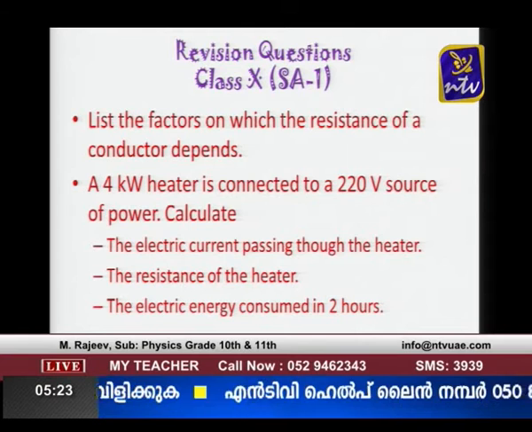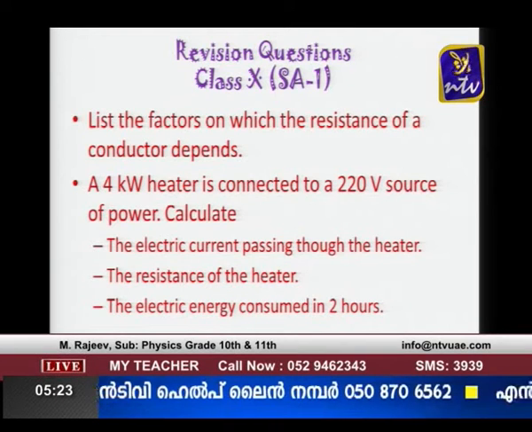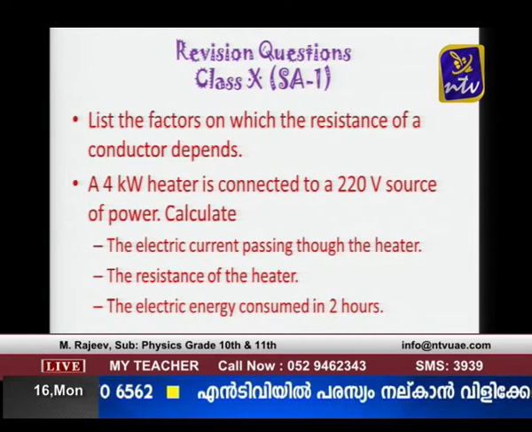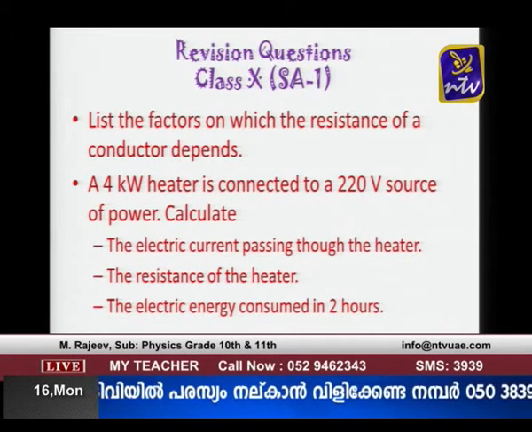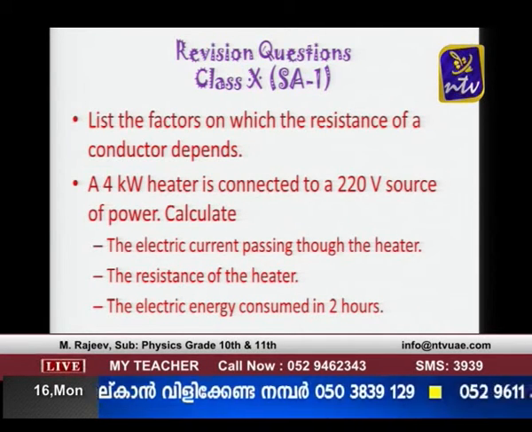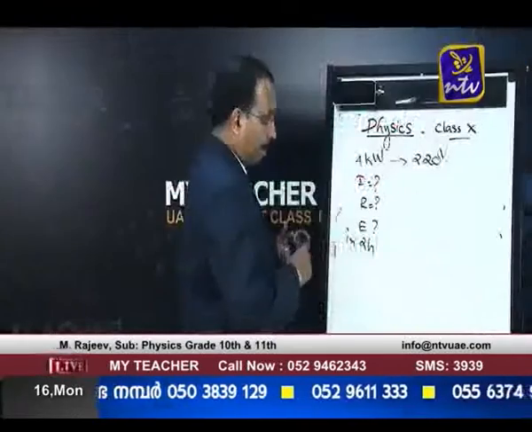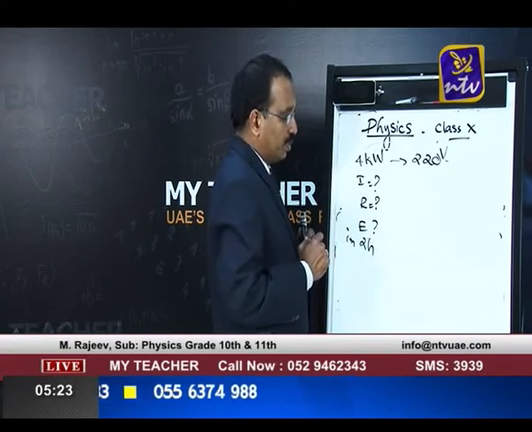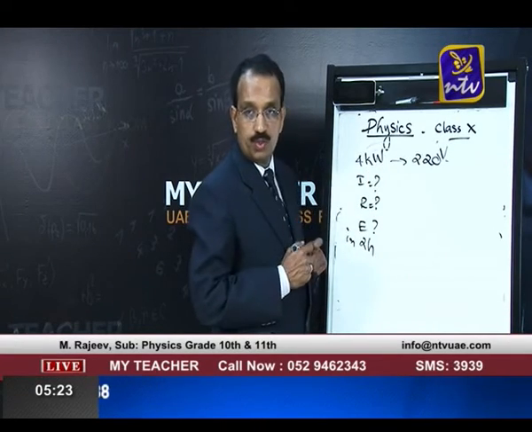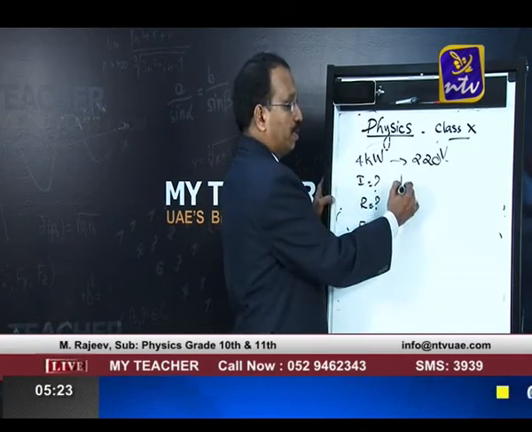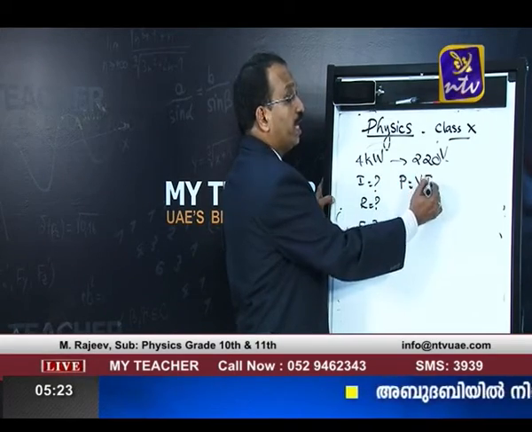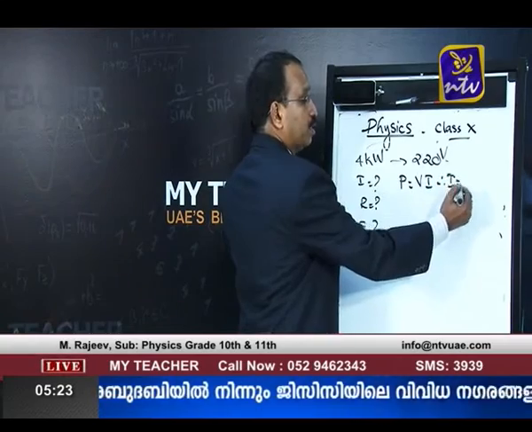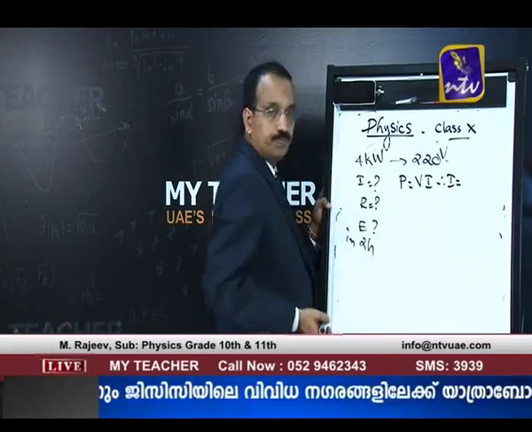A 4 kilowatts heater is connected to a 220 volt source of power. Calculate the electric current passing through the heater, the resistance of the heater and the electrical energy consumed in 2 hours. Okay, now look at the board. How do you calculate this? We have to find out current, we have power and we have voltage. Which equation you studied for power? Power is equal to VI, one equation we have seen. Therefore, what will be I? I is equal to P divided by V.